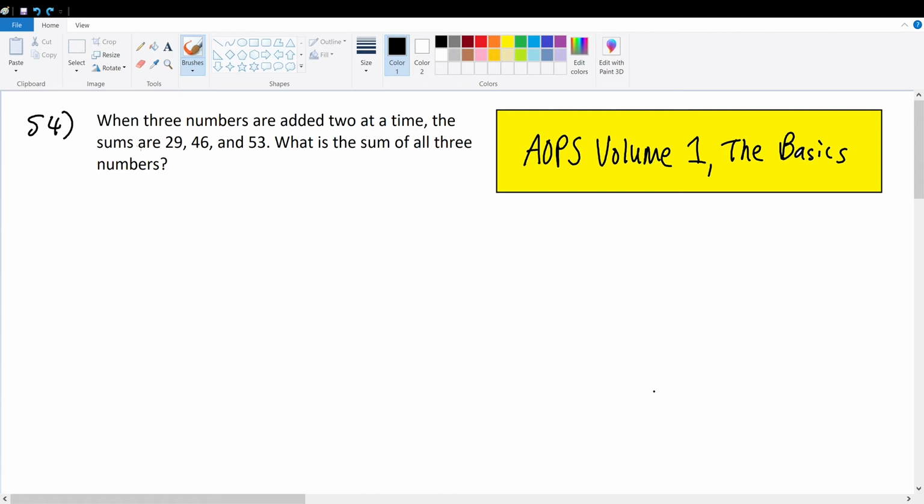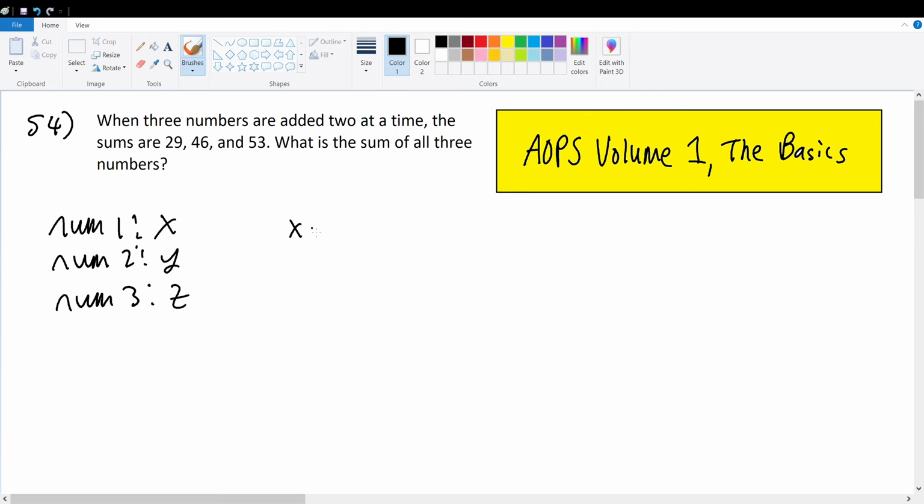So as always, assume the quantities for which you're trying to solve for in word problems. And we're trying to solve three numbers. So let's call number 1 x, number 2 y, and number 3 z. So we're given that the sum of two numbers at a time are 29, 46, and 53.